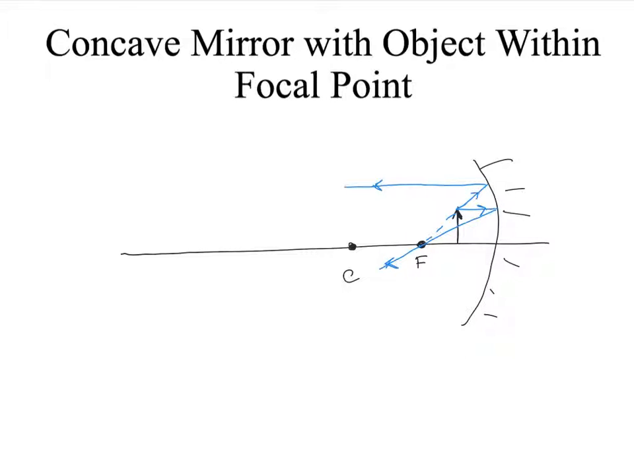And finally, one that appears to have come from the center of curvature, when it reflects back, will just reflect back on itself. So notice that none of these light rays look like they're going to intersect on this side of the mirror, so we have to trace them back and see where they seem to intersect. And they appear to intersect behind the mirror, and this is where my image forms.